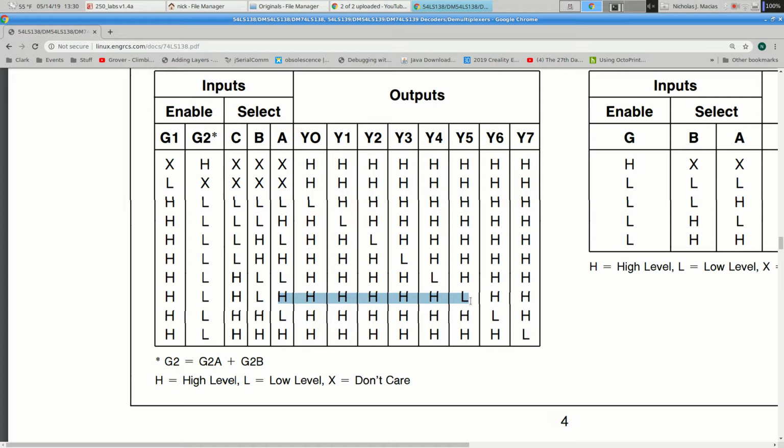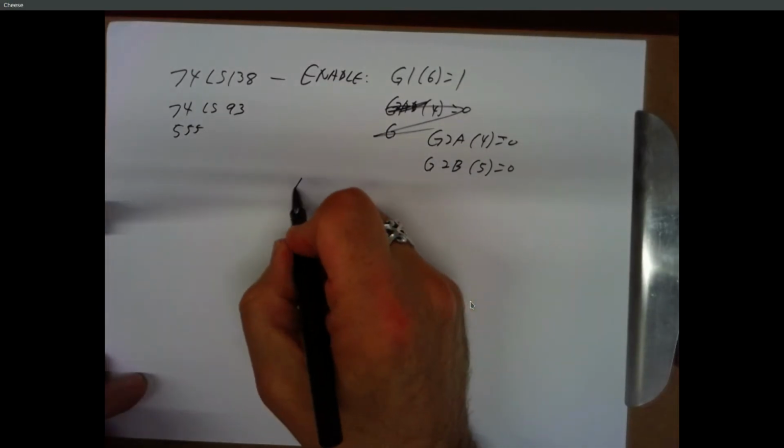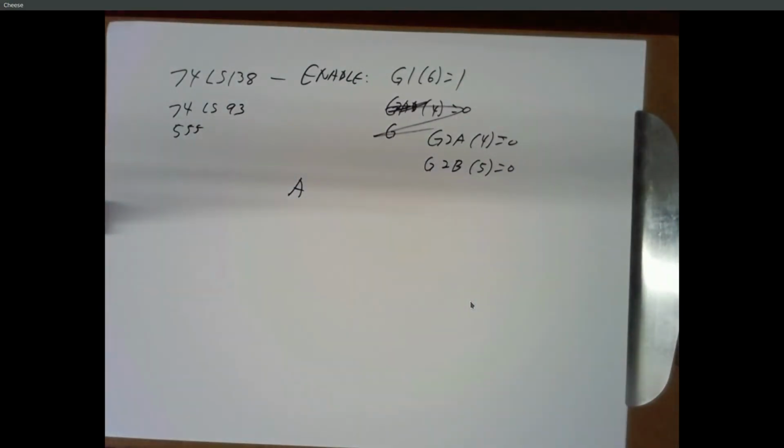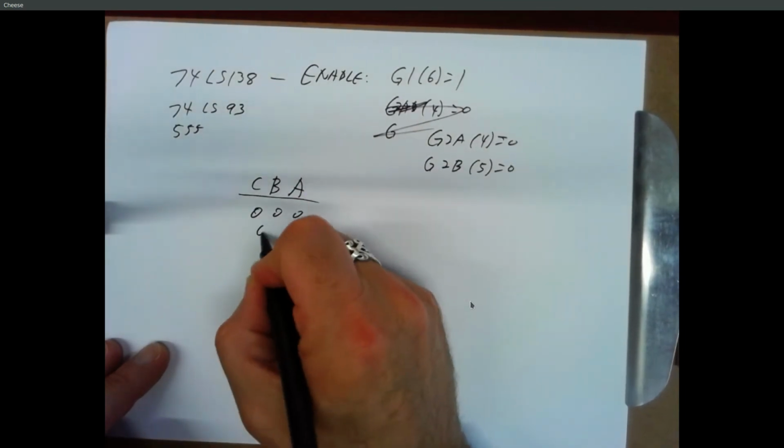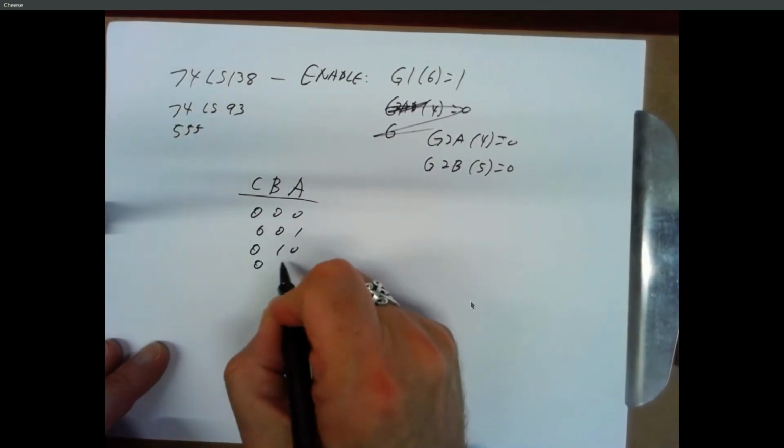Okay, well now we're almost done. If we can get ABC to be 0, the first LED will be on. If we can change it to 0, 0, 1, the second LED will be on. If we can change it to 0, 1, 0, the third LED will be on, and so on. So we need a way to somehow get ABC to count in binary.